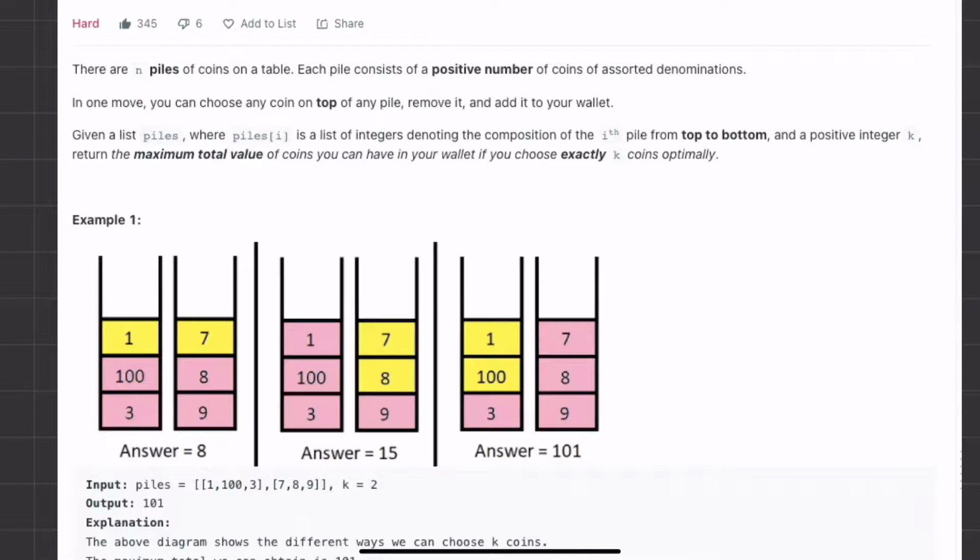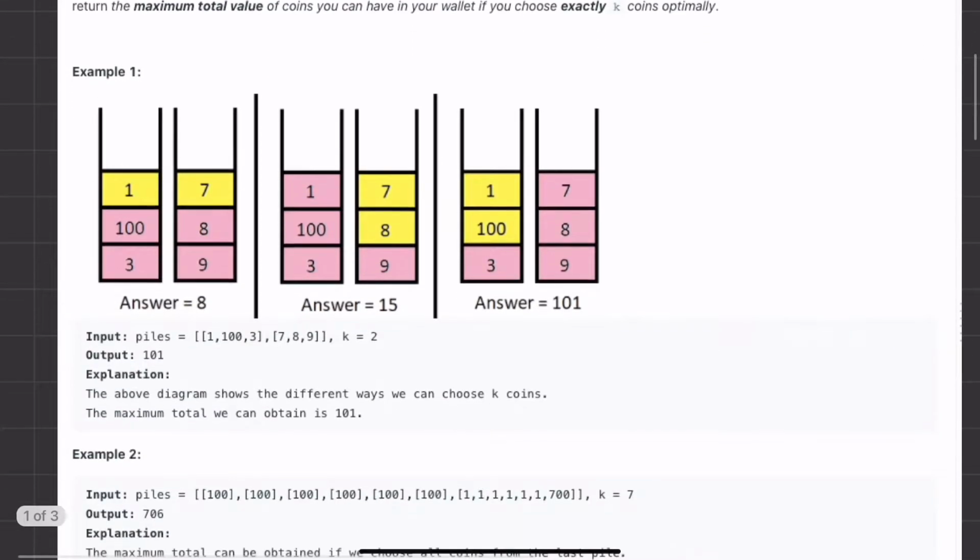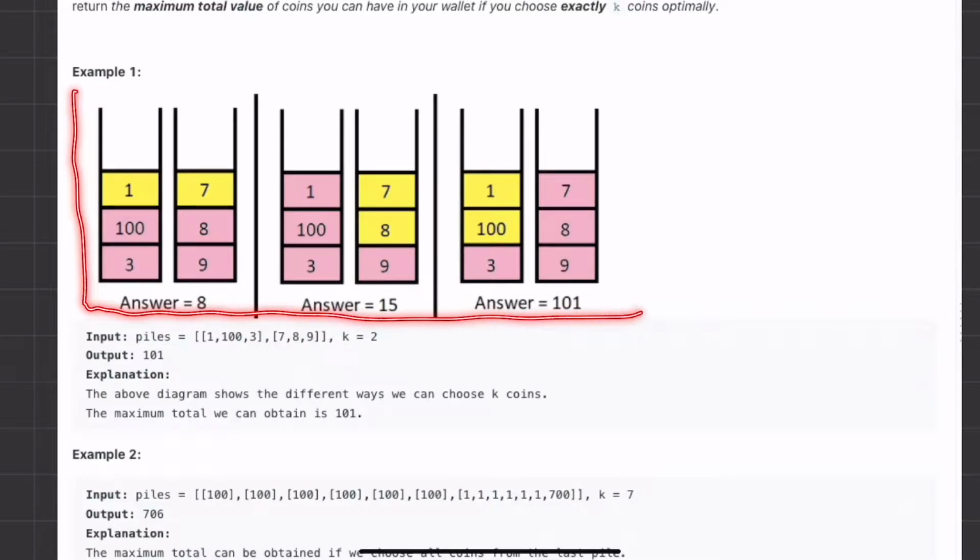What does this mean in an example? Let's look at example 1. So here we're given a 2D array piles of the following, and k equals 2, meaning we pick 2 coins. In the above picture, we see all the possible ways we can pick 2 coins from these piles. We have to select what's on top because these are piles.